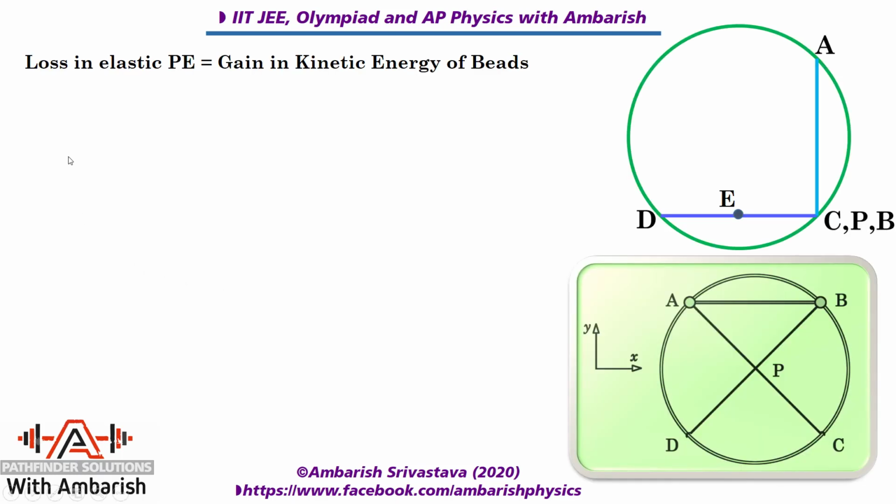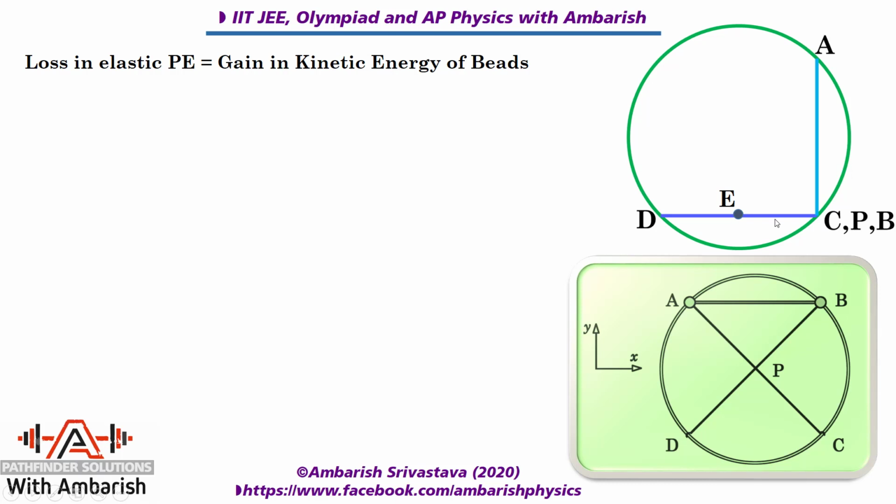Now loss in potential energy must be equal to the gain in kinetic energy of the beads. So elastic potential energy is getting lost and the beads are gaining kinetic energy. So what will be the loss in elastic potential energy? Initially the strings were stretched to length 2r, whereas their natural length is r root 2. So AC was 2r, and B was somewhere over here, and DB was also 2r, and now AC is also root 2r and BD is also root 2r.